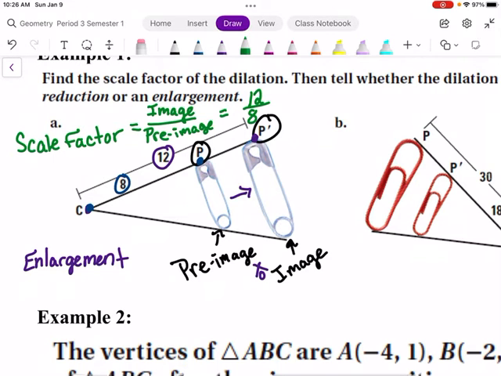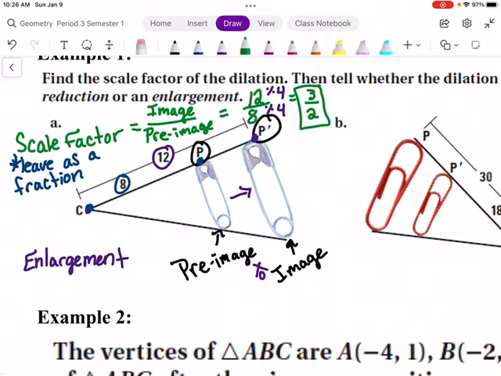When you're writing your scale factor, you're going to leave it as a fraction. And then you're also going to have to simplify it. Both of these numbers are divisible by 4, so we're going to go ahead and divide those out. So our final scale factor is going to be 3 over 2.